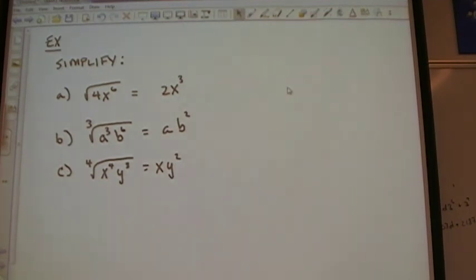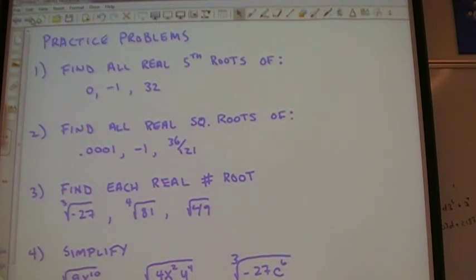Questions on those 3? Okay. Can I turn the page yet? All right, try these 4 problems.